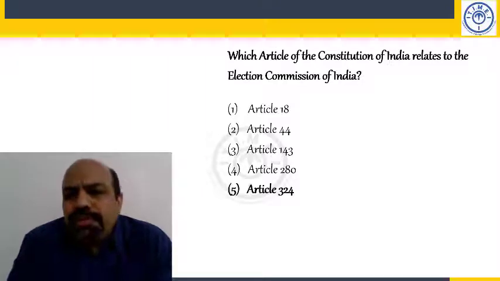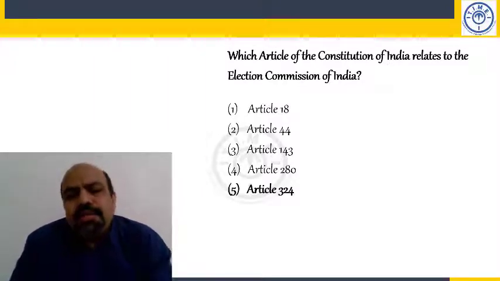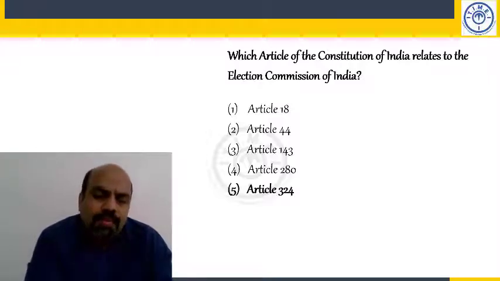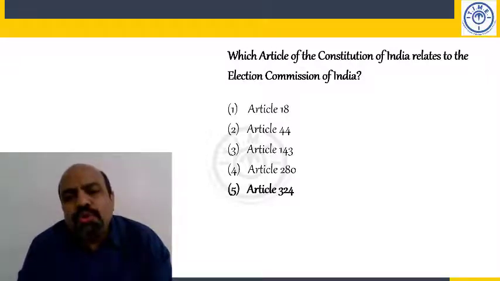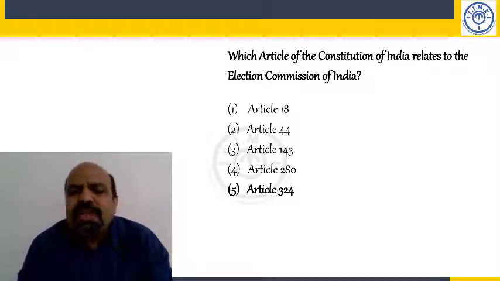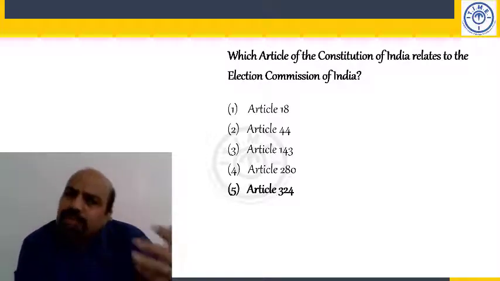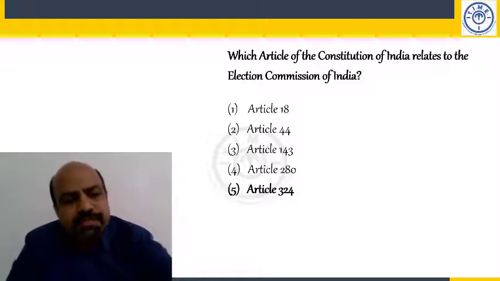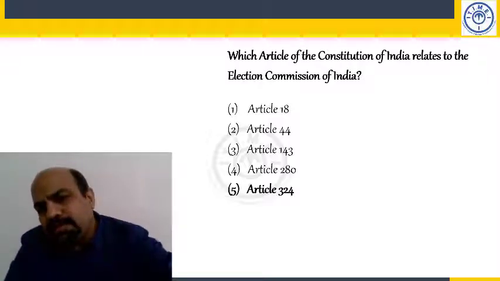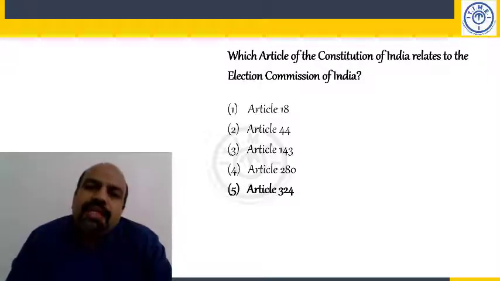Which article of the Constitution of India relates to the Election Commission of India? Article 324. The Election Commission of India is set up under Article 324. What's set up under Article 280? Finance Commission of India. Just write this. In the subsequent classes, we will take more notes about this. Okay? Article 280, Finance Commission of India.